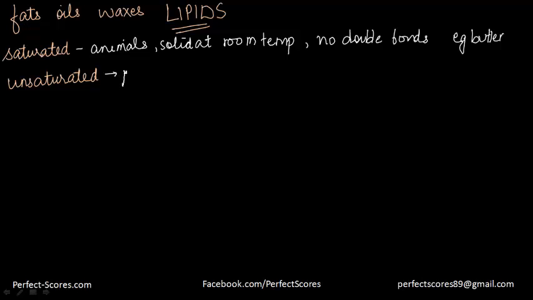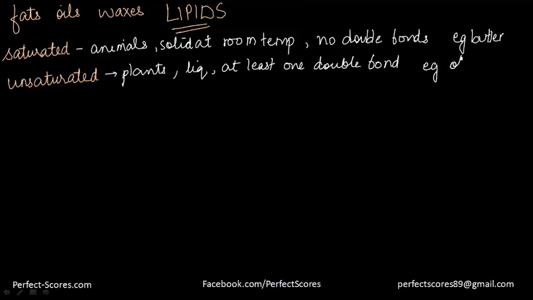Unsaturated are derived from plants. They are liquid at room temperature and they have at least one double bond. An example of that would be any cooking oil, for example, olive oil. That would be an example of an unsaturated lipid.